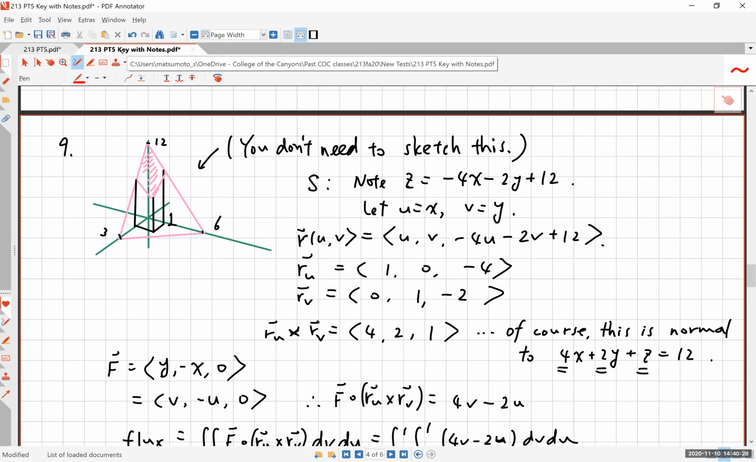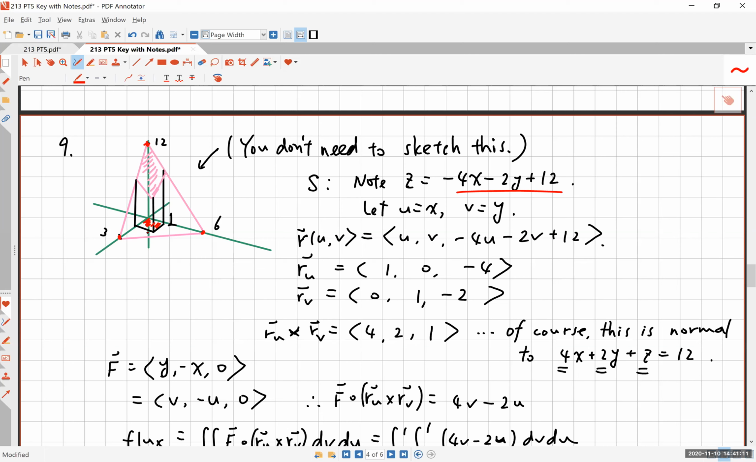Number 9, here's a picture of this. You do not have to sketch this. It's kind of hard. For this one, you can set this equal to 0, for instance. Let's say if x and y are 0, z will be 12. If x and z are 0, then y must be 6. And if y and z are 0, then x must be 3. And so that's how you can come up with these three intercepts and connect them, because you know this is a plane. And one by one square over which you integrate this, or over which this plane belongs, is as shown.